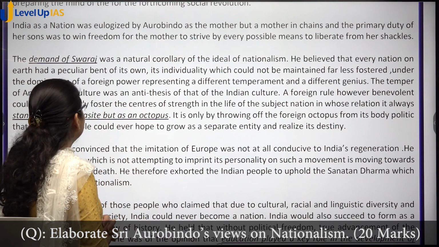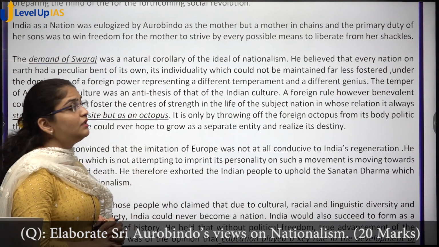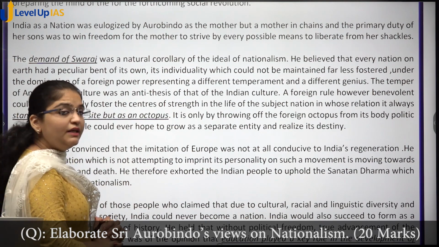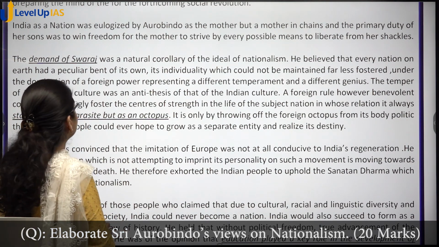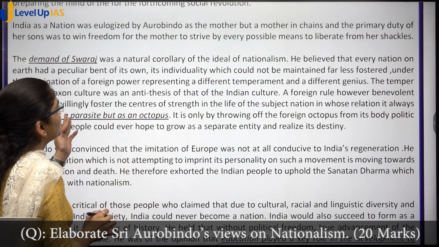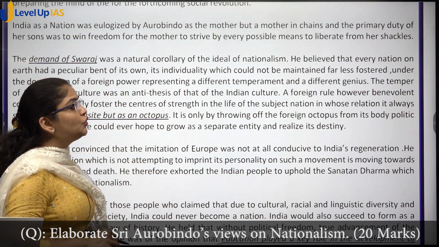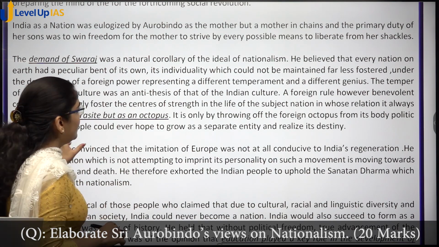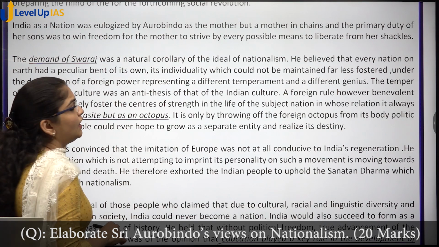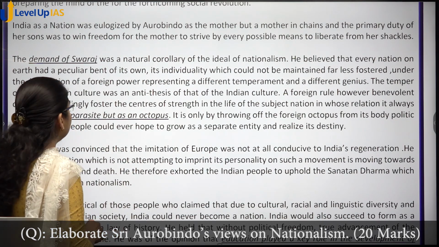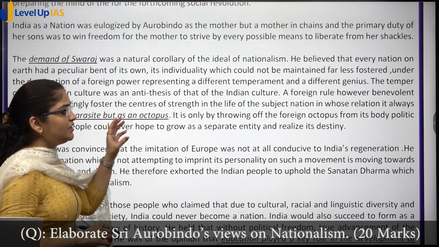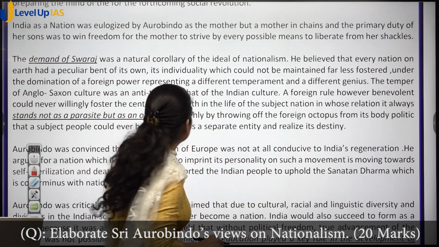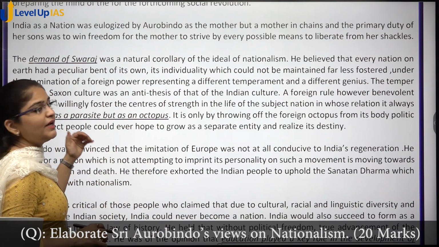Now, very important is why he said that nationalism is so vital and how Swaraj is very important for India. Okay, so the demand of Swaraj was a natural corollary of the ideal of nationalism. He believed that every nation on earth had a peculiar bent of its own. Its individuality could not be maintained unless people are free. That is why he says a foreign rule, however benevolent it may be, never fosters centers of strength in the life of the subject nation, to which it always stands as a parasite.